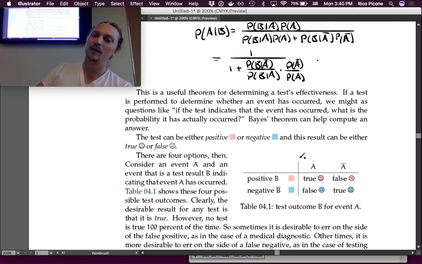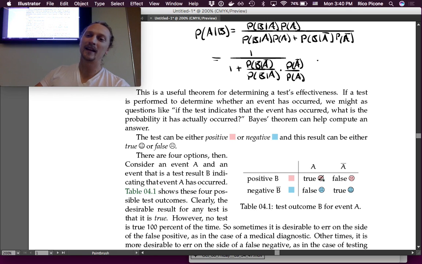So if you have A actually occurring, so the event actually occurs, and you have a positive test result, that means you have a true positive. That's what we call a true positive. That means it actually happened, and our test indicated that it actually happened. That's good. Okay?